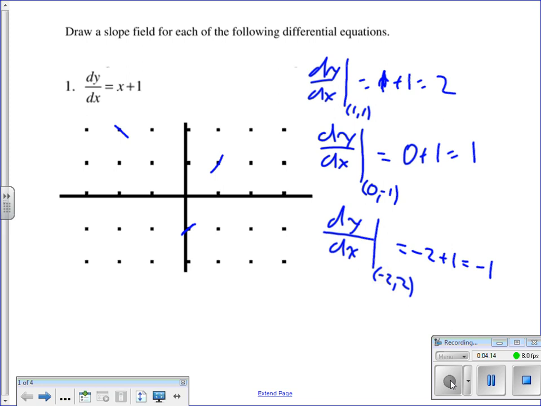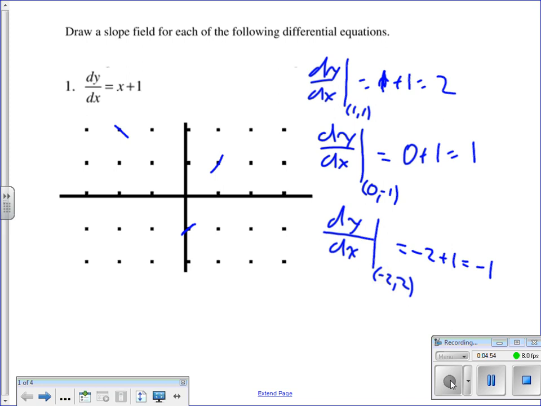Now, a couple of things to help you fill this out. First thing I want you to notice is look at the differential equation. I've got dy/dx on one side, but what do I have on the other side? I only have x. I don't have any y coordinates. The y coordinates are irrelevant for this particular differential equation, which makes it nice, which means vertically, every single dash vertically will be exactly the same.